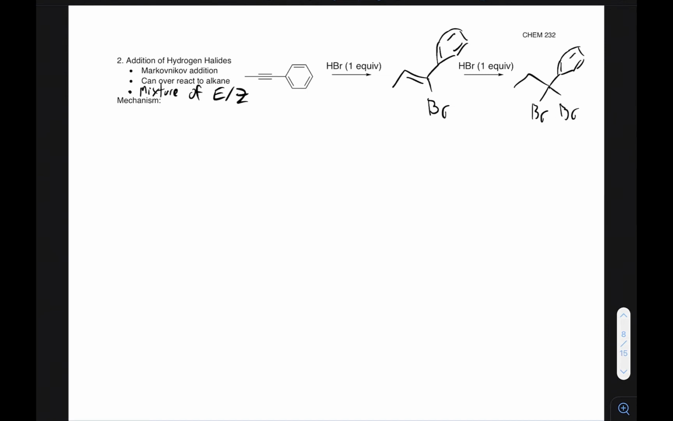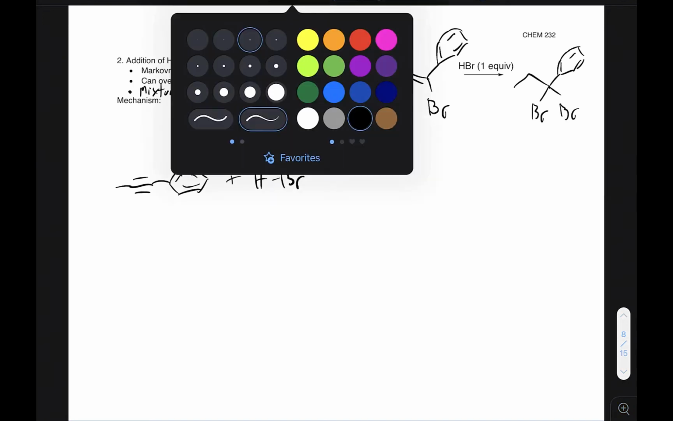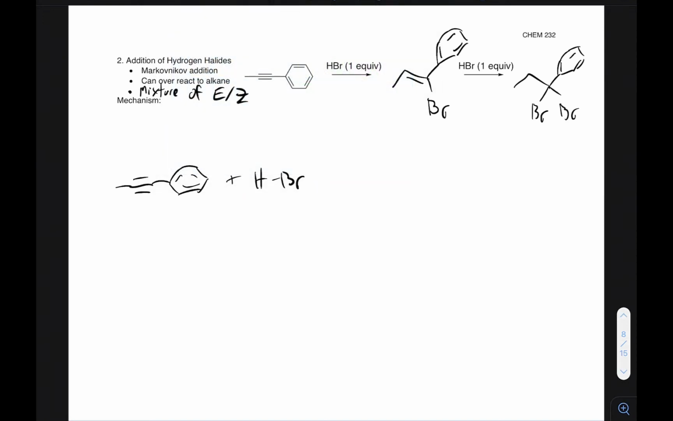And so looking at the mechanism for this, it is as follows, where again it is very similar to what we've seen already back in Chapter 8, where this alkyne is going to act as our base here, and it's going to grab a proton from the HBr, our hydrogen halide, and our intermediate looks like this.